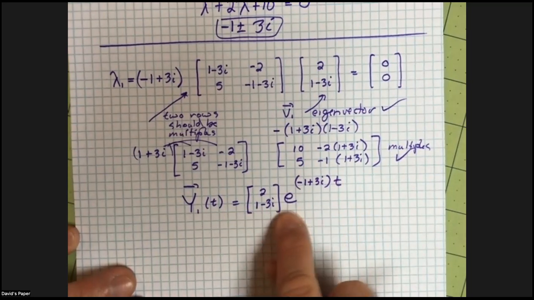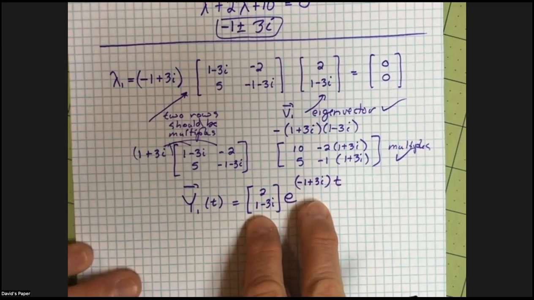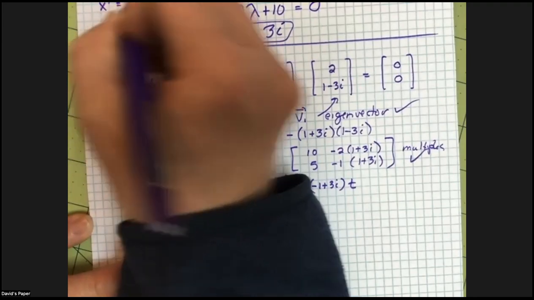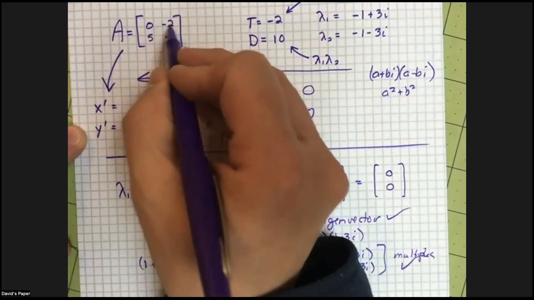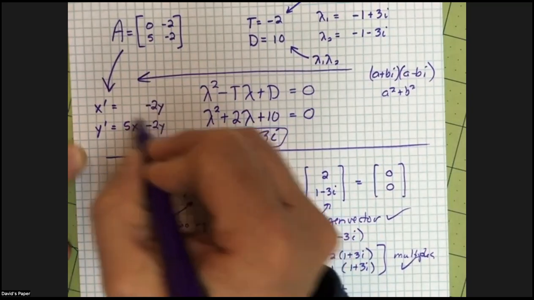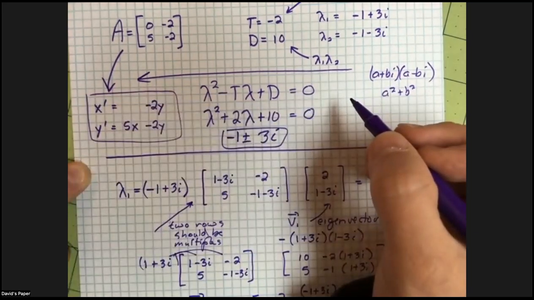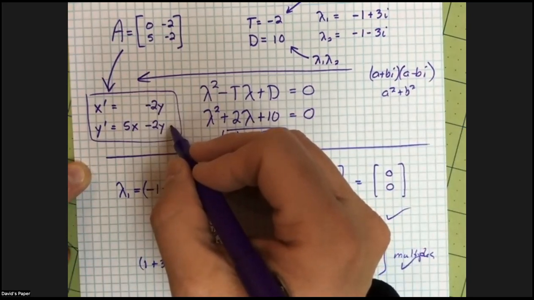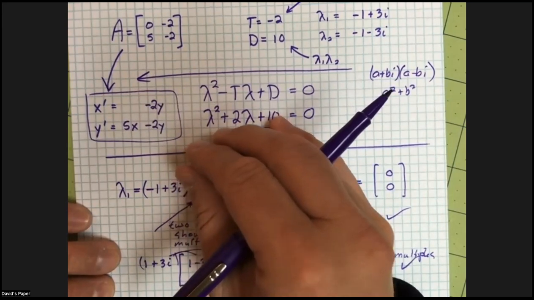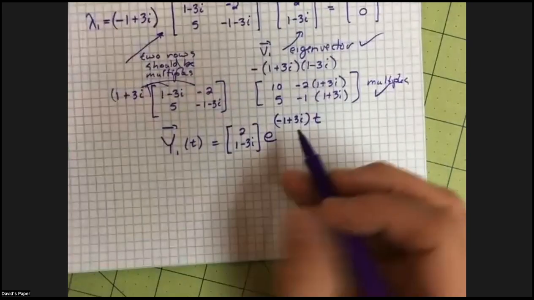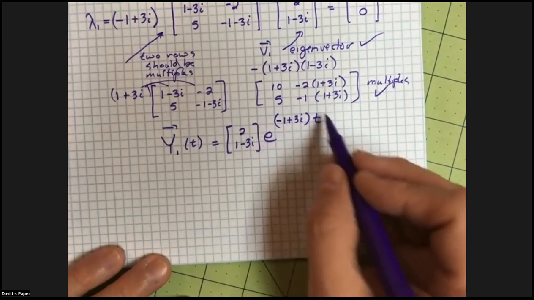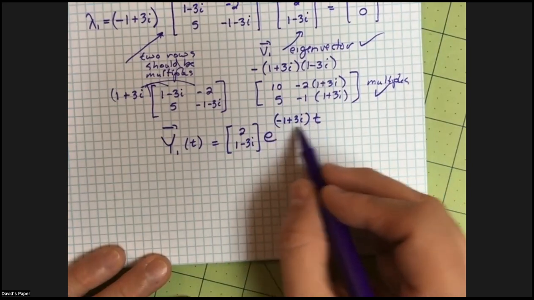The problem with this is a complex solution. This solution is made out of complex numbers. I can't deny it. But the original problem up here was x prime is 0x's minus 2y's, and y prime is 5x's minus 2y's. This is not a complex problem. This is a real valued problem. If I graph it in Mathematica, I would get some real valued system, some phase portrait of functions composed of real values. So now it looks like I'm off base because I have here a complex vector times, I don't even know what e to the complex number t is. Maybe you've seen it and I'm about to remind you.